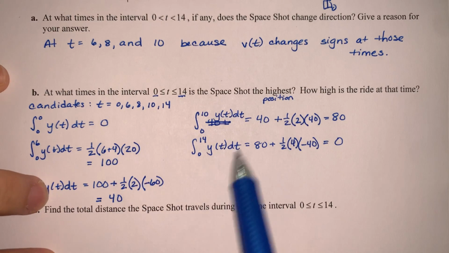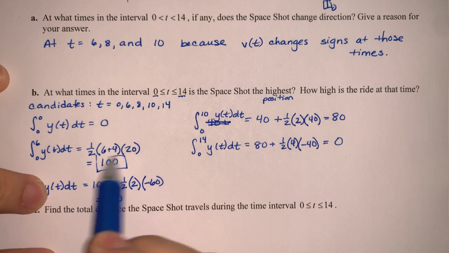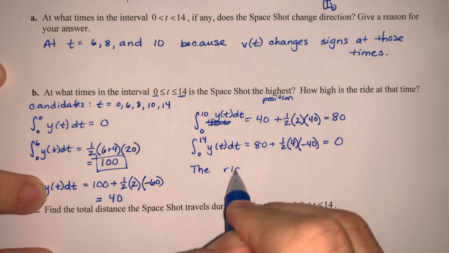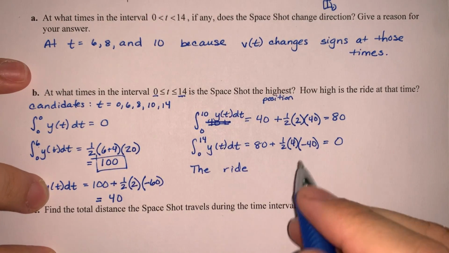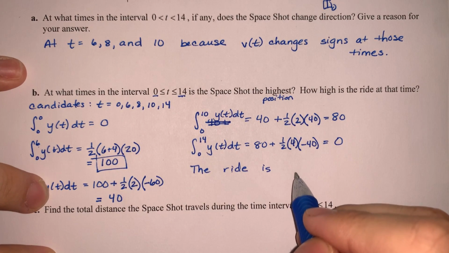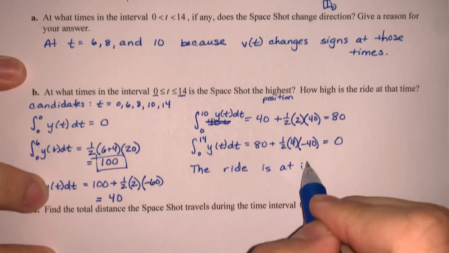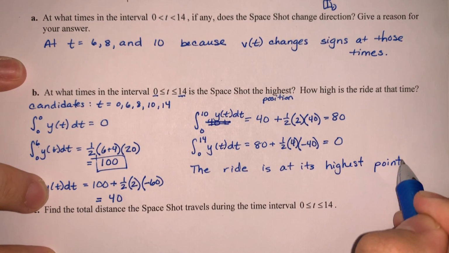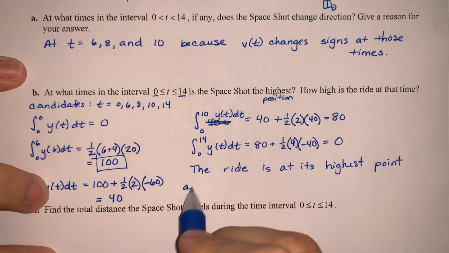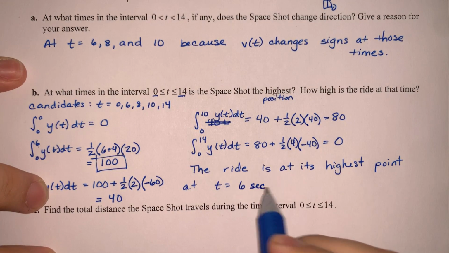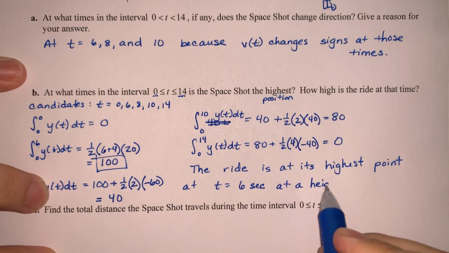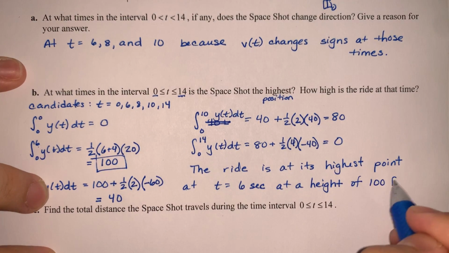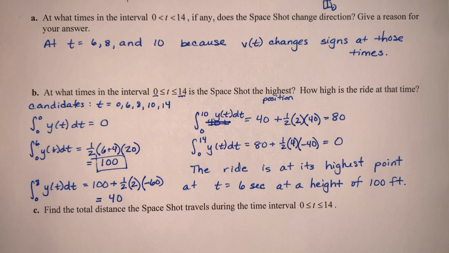So after careful analysis, we can see that our winner is after 6 seconds. It's pretty straightforward from here. We're going to say the ride is at its highest point at t equals 6 seconds at a height of 100 feet. Okay, pretty straightforward.